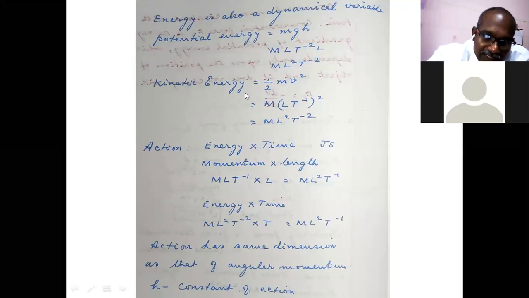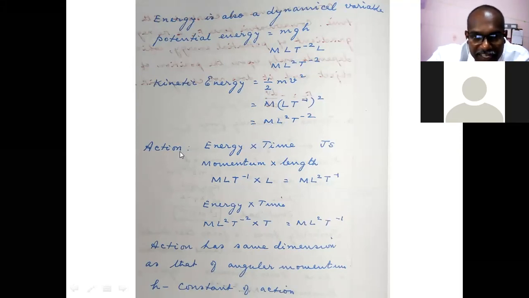What is kinetic energy? Half mv square. The half you leave because it does not have any dimension. So what is m? M is mass. What is velocity? Velocity is length per time, so L T power minus 1, and it is given whole square. What is the dimension? M L square T power minus 2.